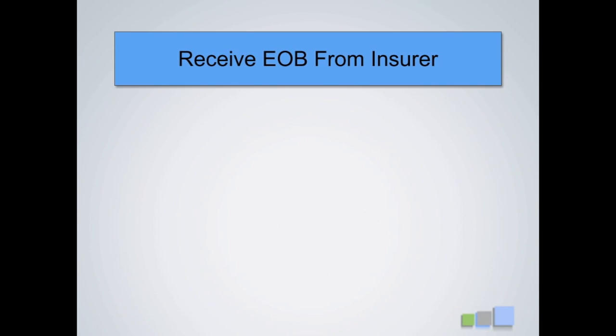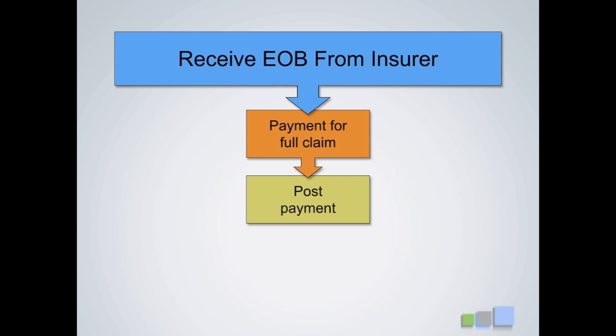If the EOB includes the full payment amount expected, you should post the payment by crediting the patient's account, then close the claim.